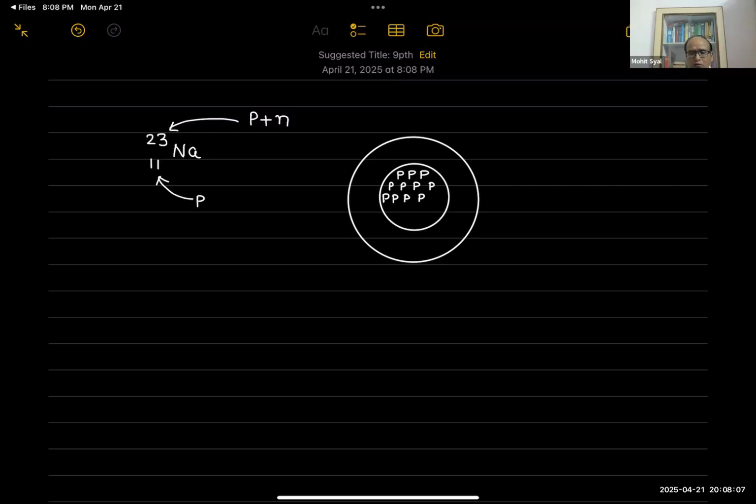Eleven protons, and how many neutrons will be there? 12. Exactly, so 12 neutrons. So this is the sodium nucleus. And you have electrons moving in fixed orbits around the nucleus. Got it? Yes, sir.